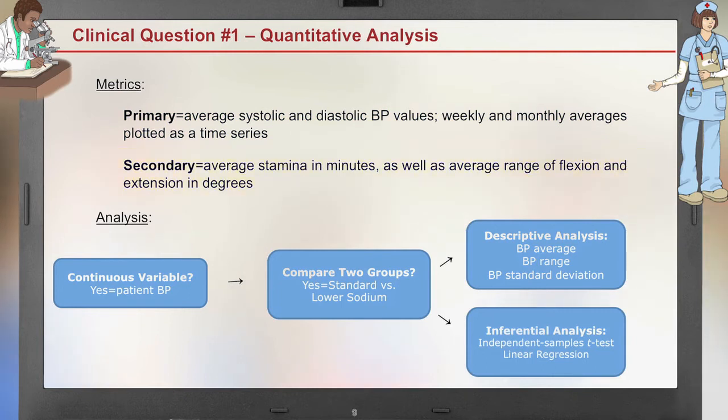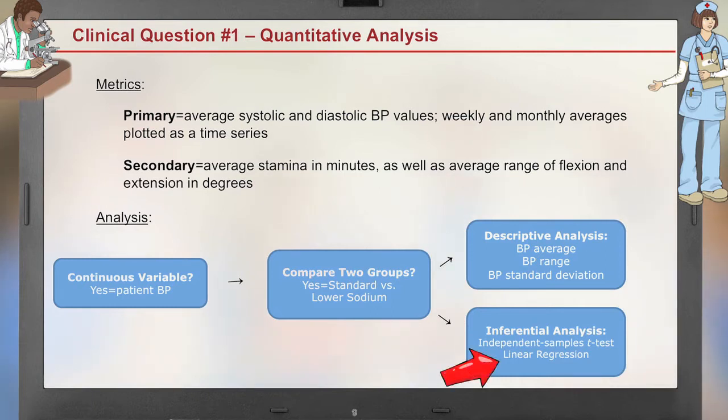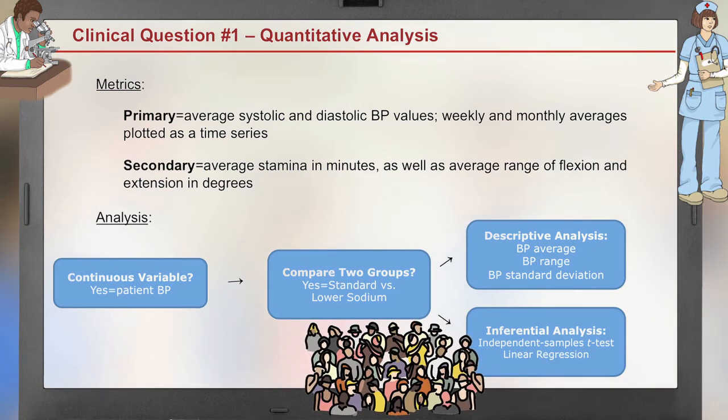Our metrics will include average systolic and diastolic blood pressure values and average stamina in minutes. This diagram illustrates our analytic approach. We're working with a continuous variable and comparing two groups. Our descriptive analysis will focus on averages, ranges, and standard deviations, or measures of variability. Our inferential analysis, which uses statistical methods to draw inferences about the broader study population, will focus on independent samples t-tests to compare groups' means and perhaps linear regression to predict outcomes based on group membership and other factors like patients' age, sex, and body mass index.